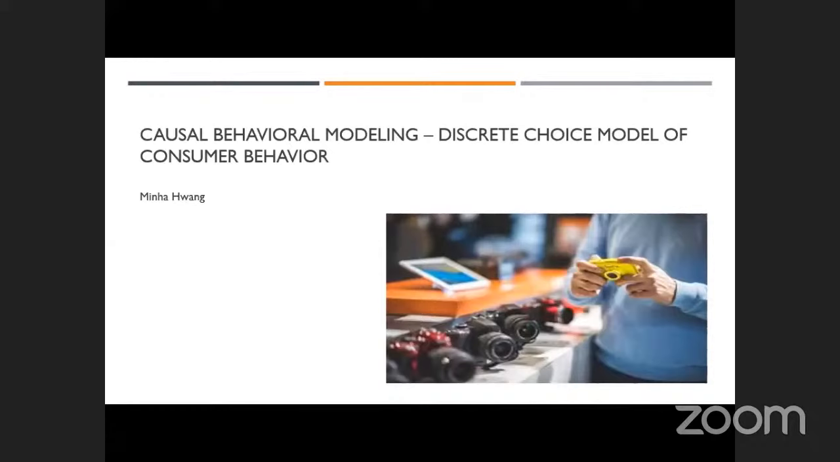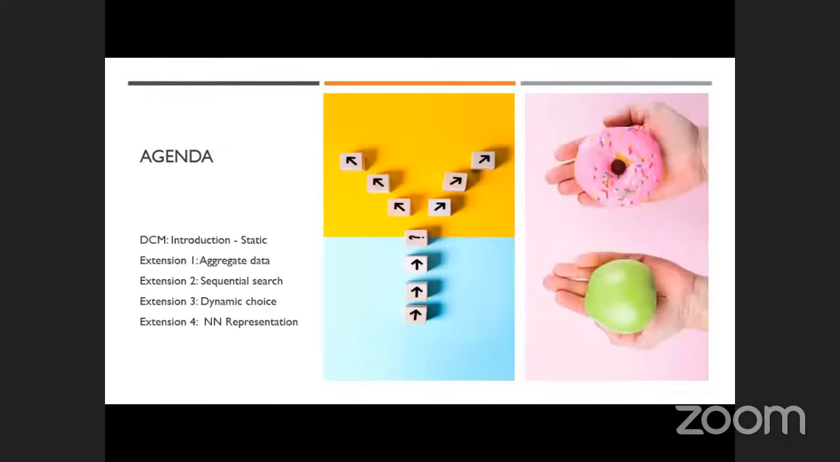In terms of the agenda, I'm going to introduce the discrete choice model, the most simplistic version, which is the static discrete choice model, which is focusing on a single time period at a time in terms of the decision consumers make. And we're going to talk about a couple of extensions based on the basic model. One of the extensions is that usually discrete choice model requires individual level or household level data. But if you only have the aggregate sales summary, you can still apply this by using the more advanced framework, which requires some simulation. So we're going to discuss how to extend the basic discrete choice model, which is at the individual level, into the aggregate level data only cases.